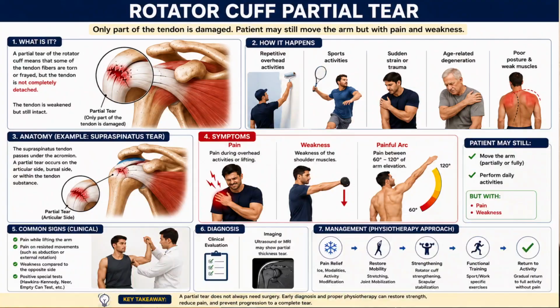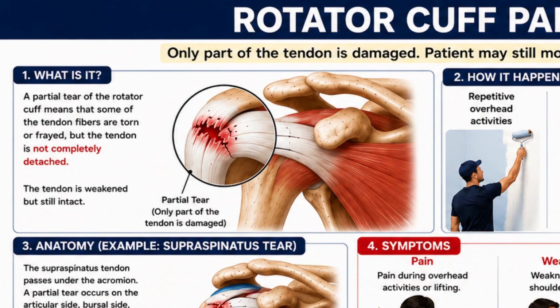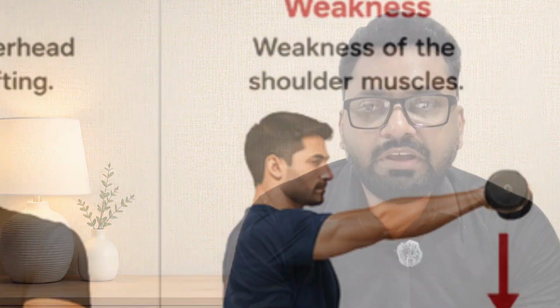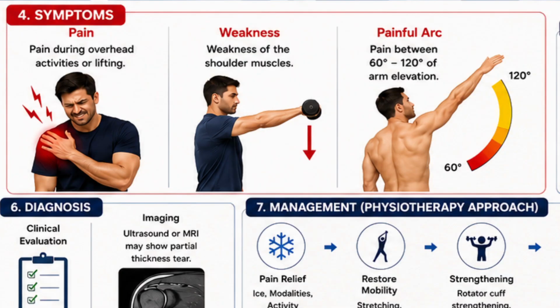So let's talk about the partial thickness tear of the rotator cuff group. In this condition, only part of the muscle fiber or tendon is torn and the tendon remains attached, and the common symptoms are pain, weakness, difficulty in lifting objects, and reduced endurance of the muscle. In this condition, the patient can still move the arm, but the movements are painful.